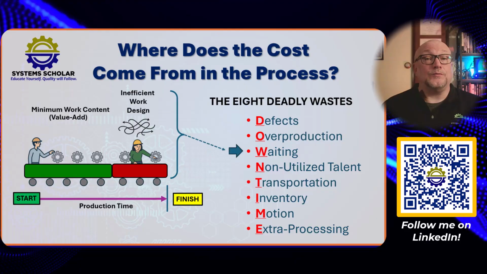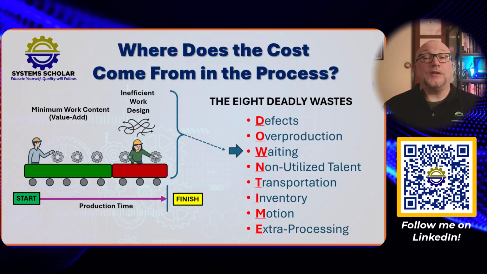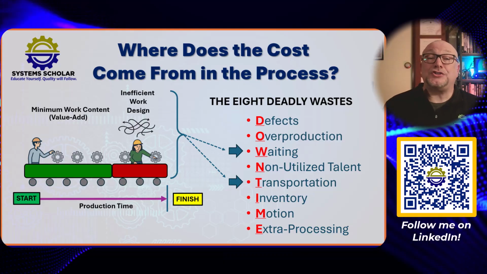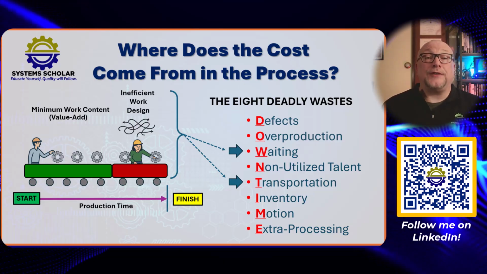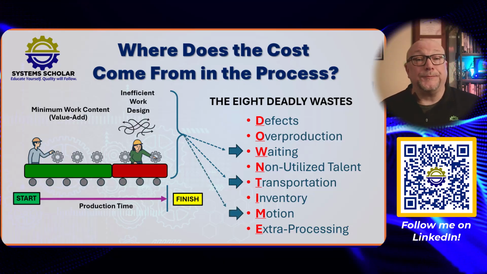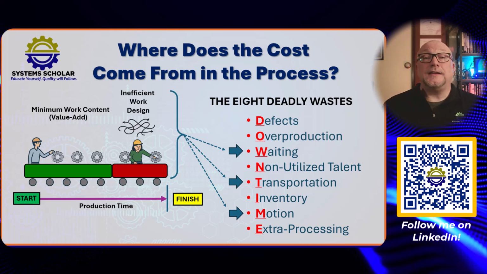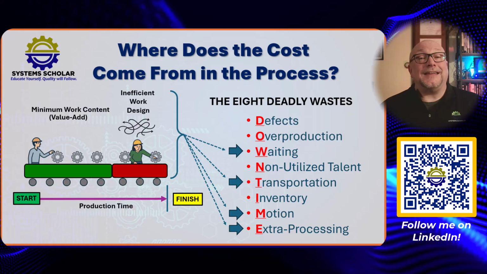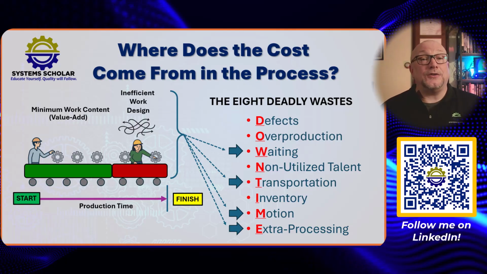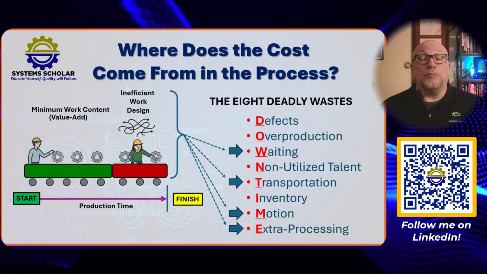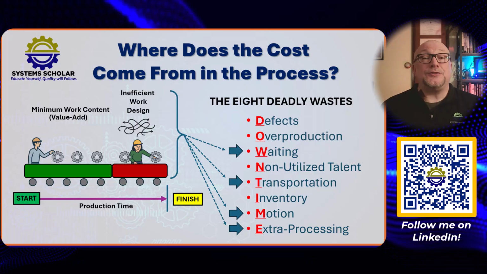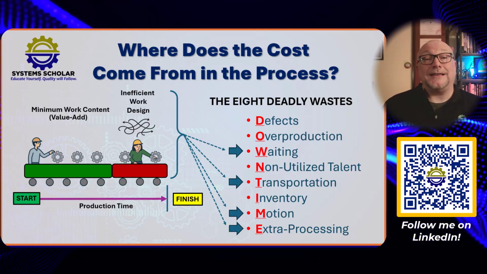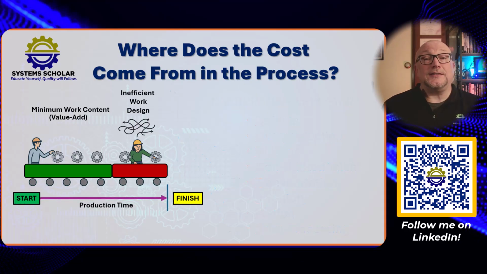For instance, waiting, when poor layout slows flow or parts aren't ready. Transportation, when materials travel further than they should. Motion, when unnecessary reaching, turning, or walking happens. And extra processing, when we handle or reposition things more than once. Inefficient work design doesn't just stretch time, it feeds directly into these wastes.